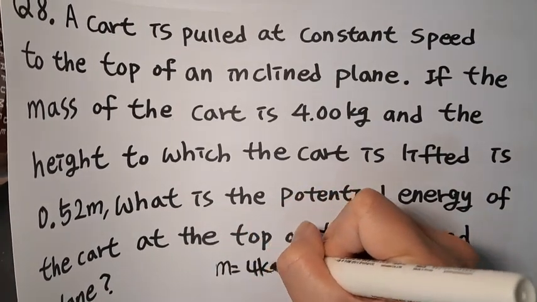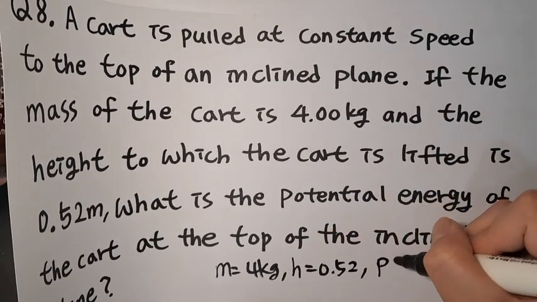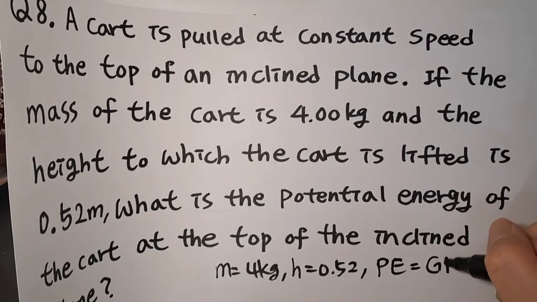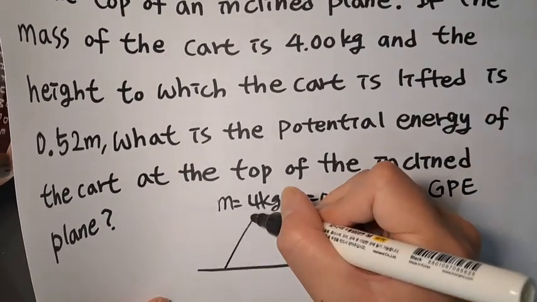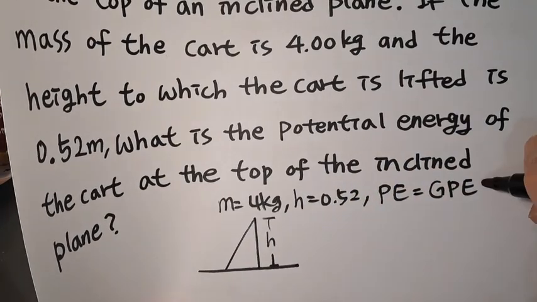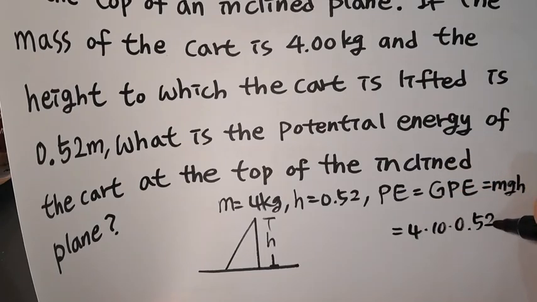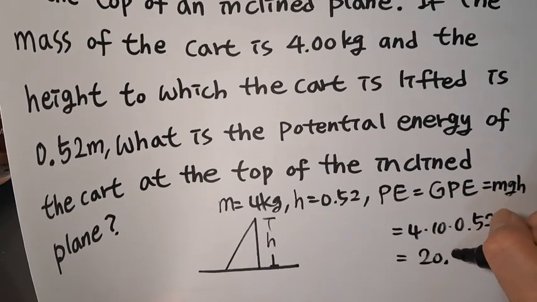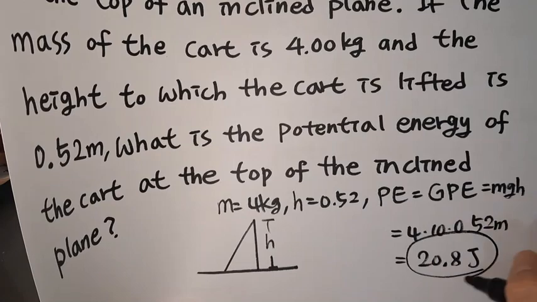So the mass is going to be 4 kilograms. And we are going to find the potential energy. So the potential energy of the cart at the top of the inclined plane is going to be 20.8 joules.